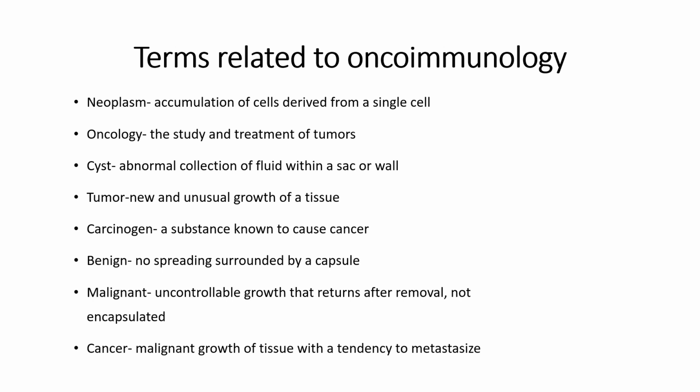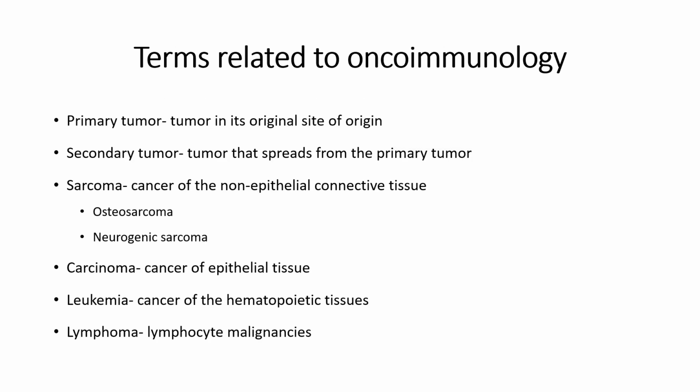Benign means no spreading, surrounded by a capsule. Malignant means there's uncontrollable growth that returns after removal, and it's not encapsulated. The tumor is then invasive. And cancer is malignant growth of tissue with a tendency to metastasize. A primary tumor is the tumor in its original site of origin. A secondary tumor is a tumor that spreads from the primary tumor.